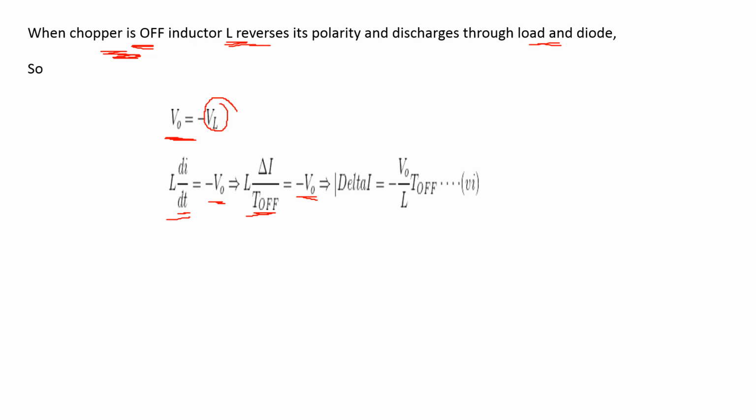Okay, here delta I is found from this: delta I is equal to minus V0 by L into T off. Consider this is equation number 2. Okay, this is the change in current when the chopper is in off state. Now by equating equation number 1 and equation number 2, we are going to find the average output voltage of the buck boost chopper.